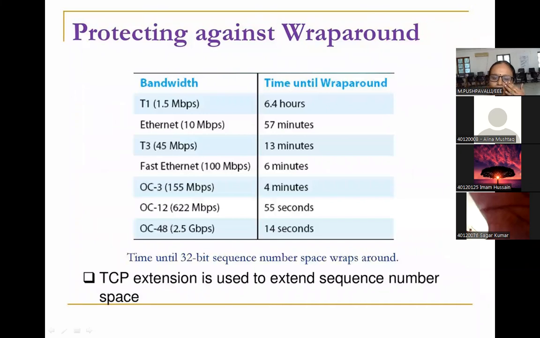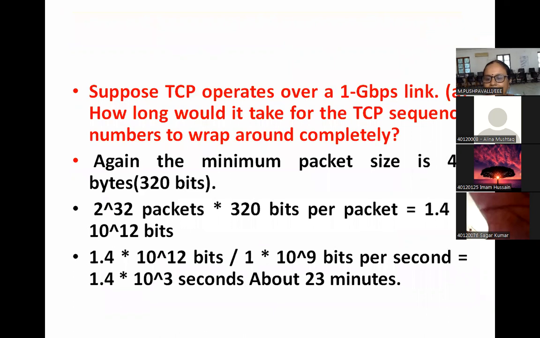Just see how the time period is calculated. I will tell you how to calculate, so please kindly note this down. If you are having a 1 Gbps link, what will be the time for the TCP sequence to wrap around completely? Actually, my TCP header size is 20 bytes to 60 bytes. We will take 20 plus 20, 40 bytes. Minimum packet size, we always keep 40 bytes.